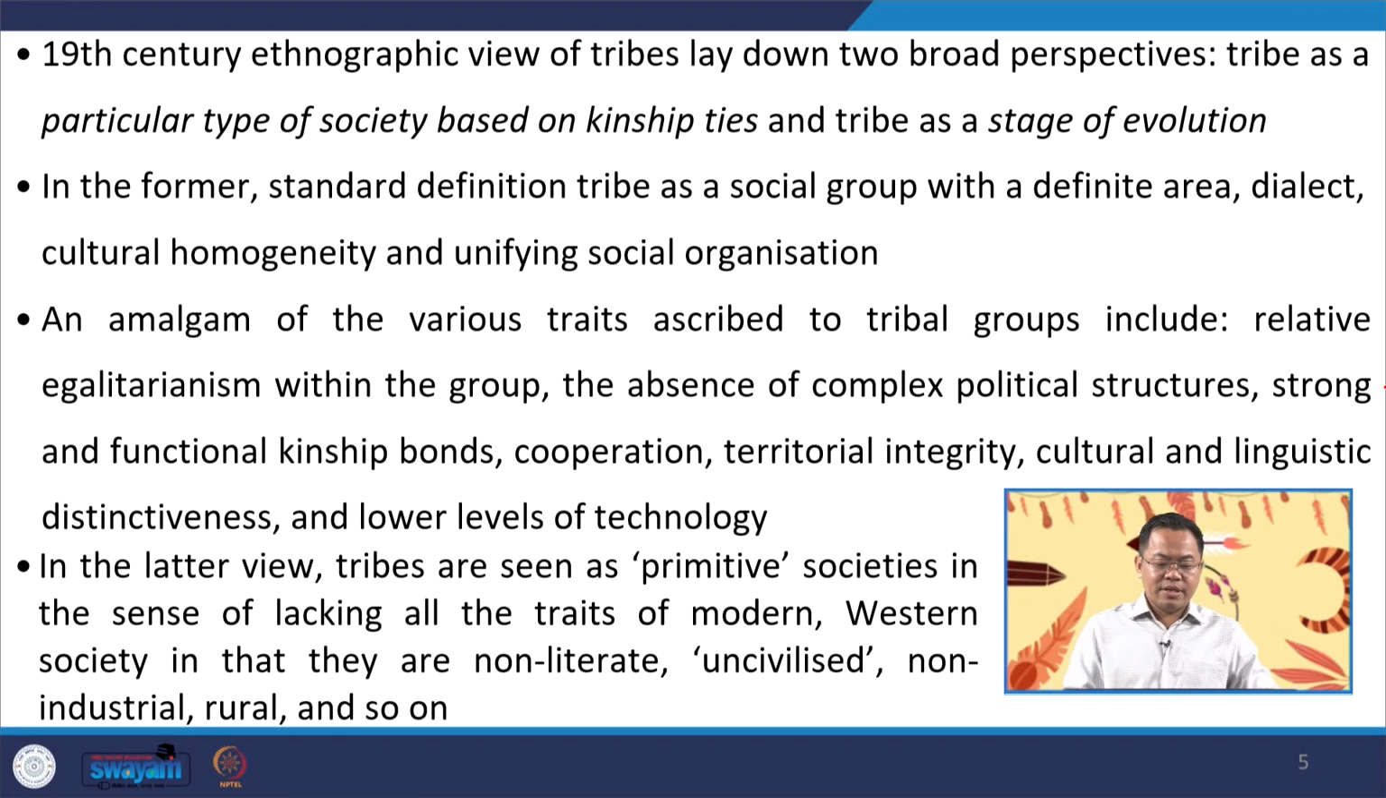Now, apart from this, there were some significant characteristics that were being observed, such as relative egalitarianism within the group, the absence of complex political structures, strong and functional kinship bonds, cooperation, territorial integrity, cultural and linguistic distinctiveness, and lower levels of technology. Now, some of the traits of what colonial ethnographers or colonial writers found about Indian society was also significantly shaped by the way in which they understood the larger Indian society.